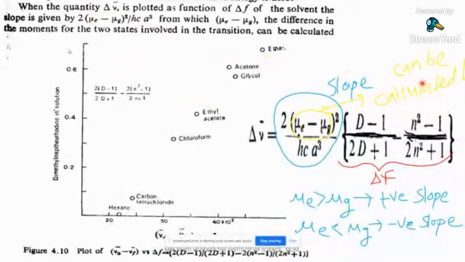Now when we draw a graph of del nu versus this value, as you know, y is equal to mx plus c. So here, this is your x-axis, this is your y-axis, and the slope will be obtained for this value, and that can be calculated, and this is the del f factor. So this is the x value, this is the y value, and if mu e is greater than mu g, then a positive slope will be obtained, and if mu e is less than mu g, then a negative slope will be obtained.